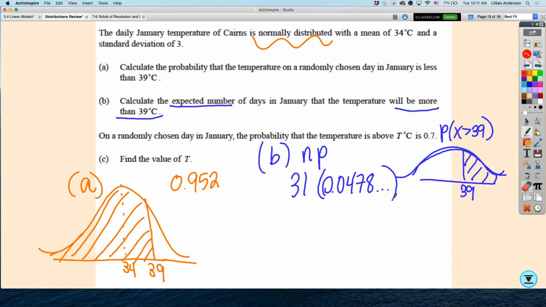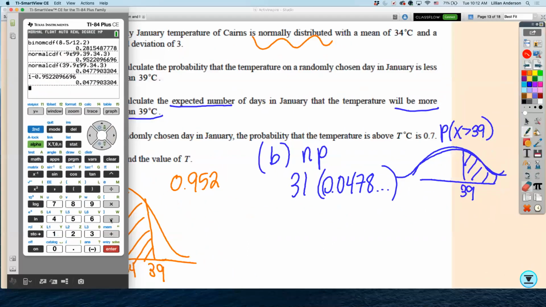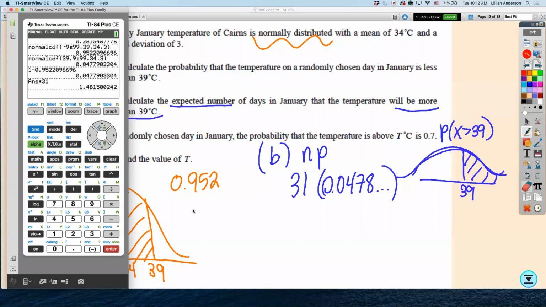So I take that probability and I multiply it by my N value, which is 31, and then that will give me my expected number of days. We do not round unless the problem asks us to round to the nearest whole number. So my expected number of days is 1.48.